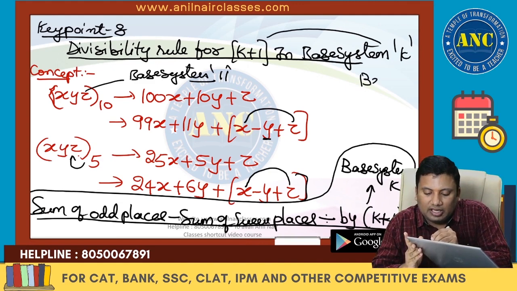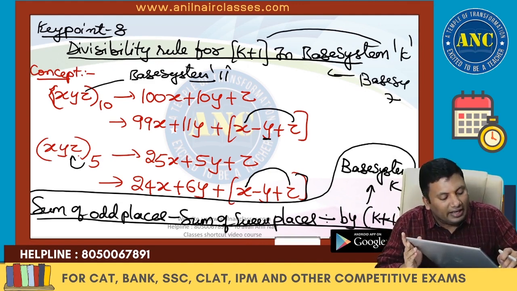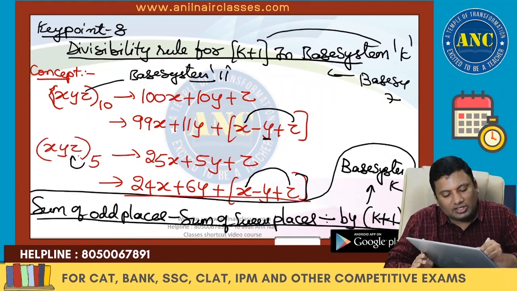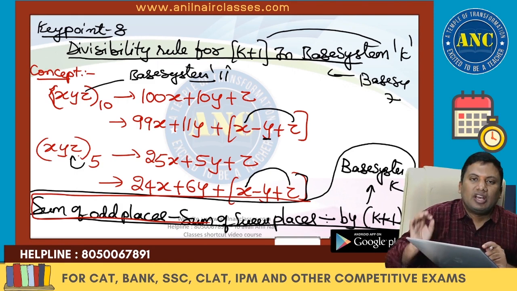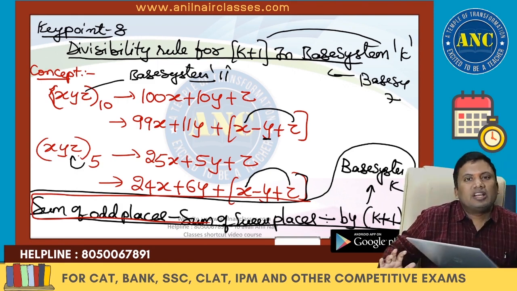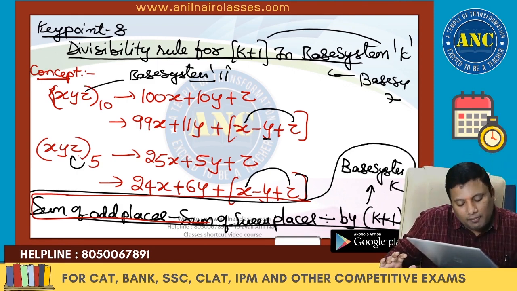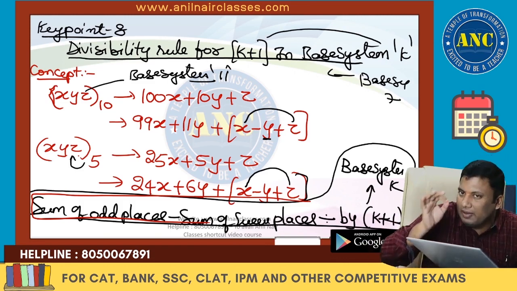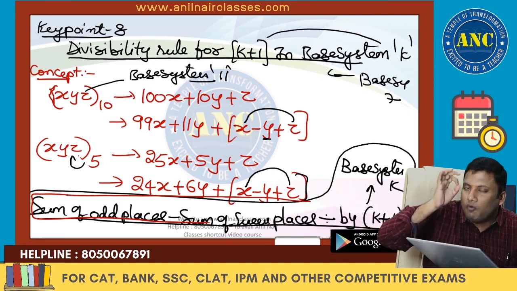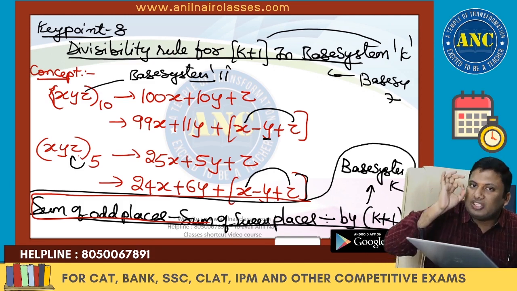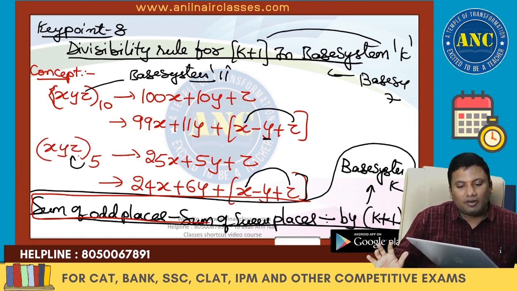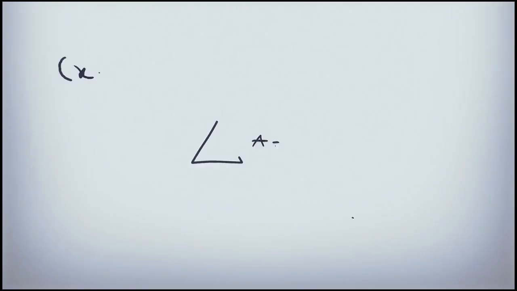Suppose we ask, in base system 7, what is the divisibility rule for 8? It is the sum of the odd places minus the sum of the even places. In base system 9, what is the divisibility rule for 10? The sum of the odd places minus the sum of the even places. Extremely important key point: whatever we are doing for base system 10 also works for any other base system.